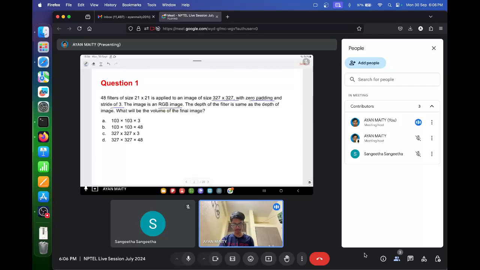So the image is of size 327 by 327 and it is an RGB image, so certainly there should be 3 channels in that image, and the filter that is applied is 21 by 21. 48 such filters are applied in the first convolutional layer. So what will be the volume of the final image?